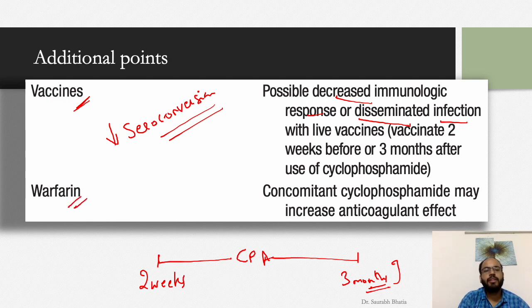Now with warfarin, concomitant cyclophosphamide use can lead to an increased anticoagulant effect. So if your patient is on warfarin for any cardiac issues or maybe stroke or any other prevention of thromboembolic events, using it with cyclophosphamide can lead to an increased anticoagulant effect, and the patient might have inadvertent bleeding, one of the side effects of warfarin.